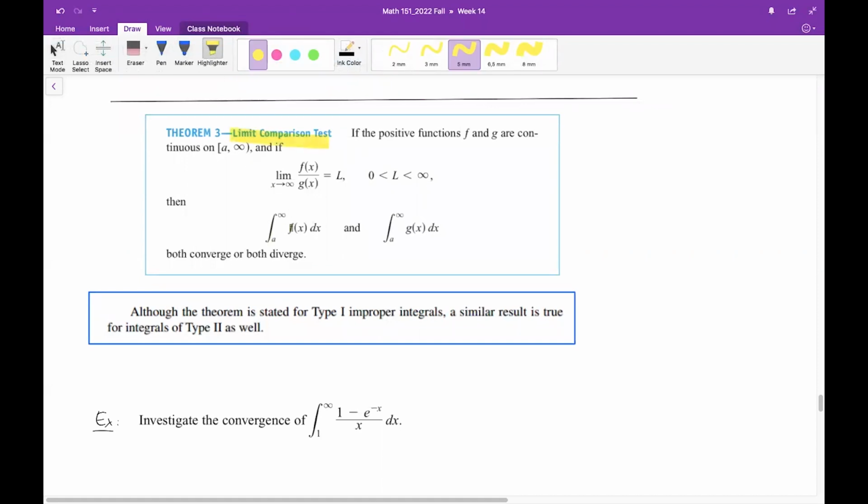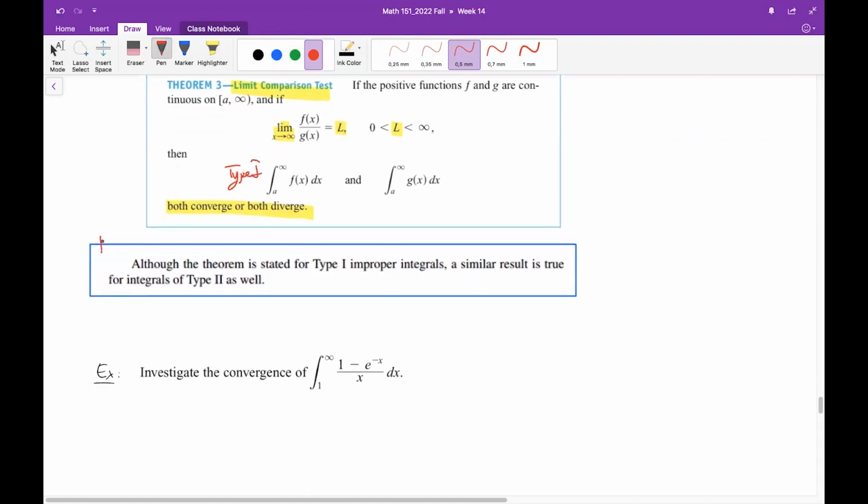You want to understand whether this improper integral of type 1 is convergent or divergent. Then you will use another function g of x to understand its behavior, and you will look at this limit of their quotients, of their ratio. So if this limit is between 0 and infinity, then the conclusion is they both converge or they both diverge. Okay, so let me emphasize that this is an improper integral of type 1.